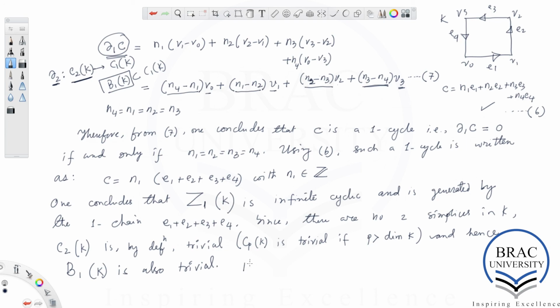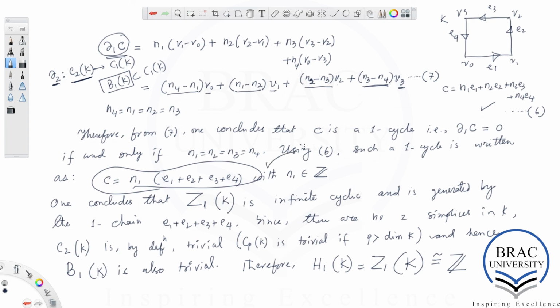Okay, and therefore we immediately see that H1 of K, the first homology group of this complex K, is nothing but Z1 of K, the group of one cycles of this complex K, because B1 of K is trivial, and this is isomorphic to the set of integers Z. Right? Because of this. So this is how we compute the first homology group of this one-dimensional complex K.